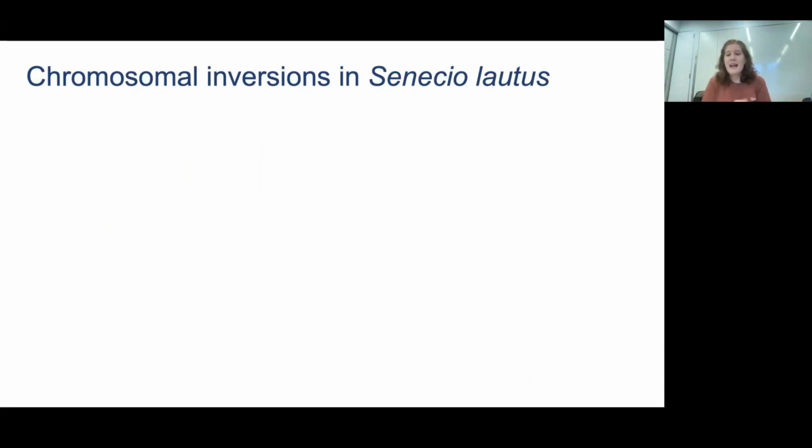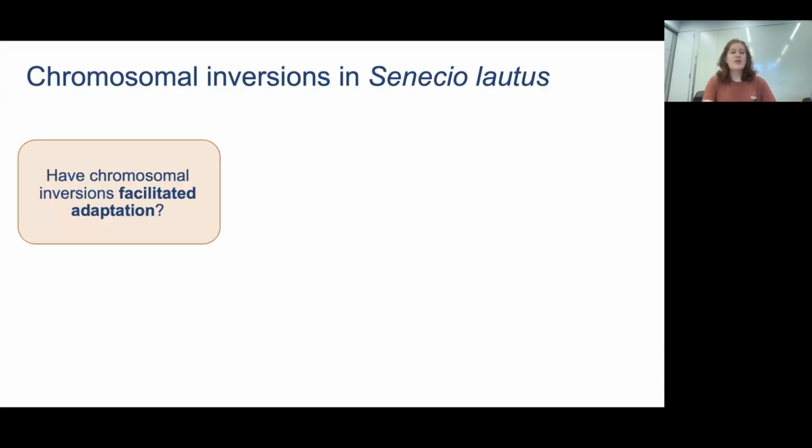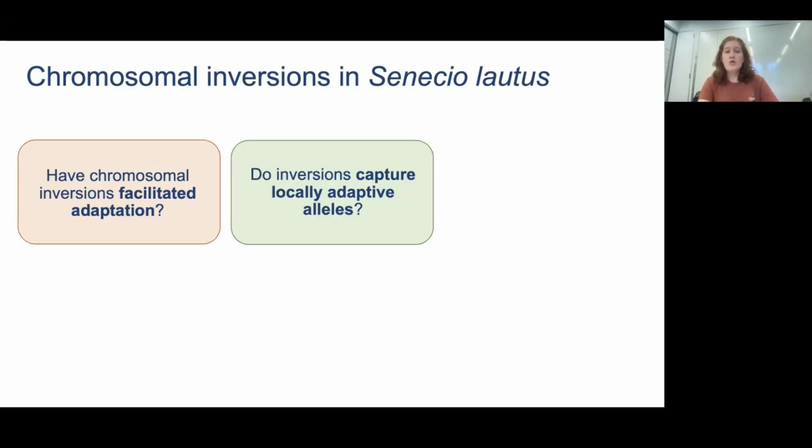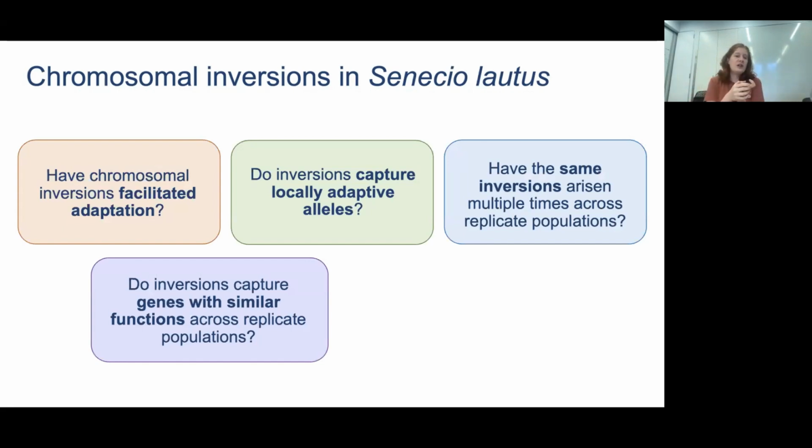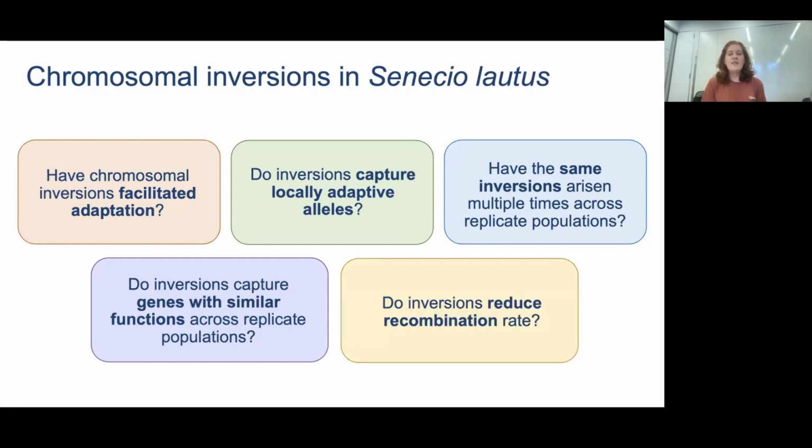So finally, we can answer many questions with this, such as, have chromosomal inversions facilitated adaptation? Do inversions capture locally adaptive alleles in the system? Have the same inversions arisen multiple times across our replicate dune and headland populations? If not, do these inversions capture genes with similar functions across our replicate populations? And finally, we'll also be looking at, do inversions actually reduce recombination rates? So this will be combining some data from some other PhD students in the lab.